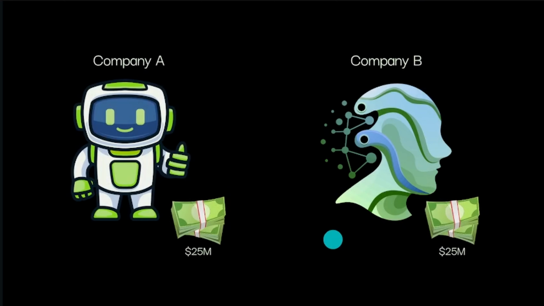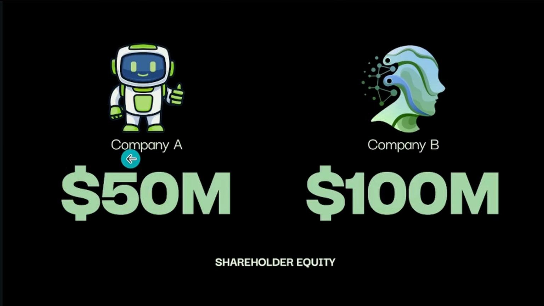Imagine you're choosing between 2 AI companies. Both earned $25 million in net income last quarter. Let's see which might be the better investment. Company A has $50 million in shareholder equity, while Company B has $100 million in shareholder equity.